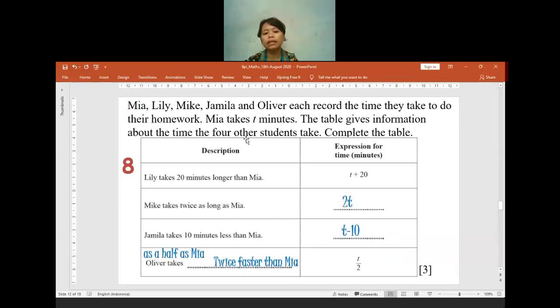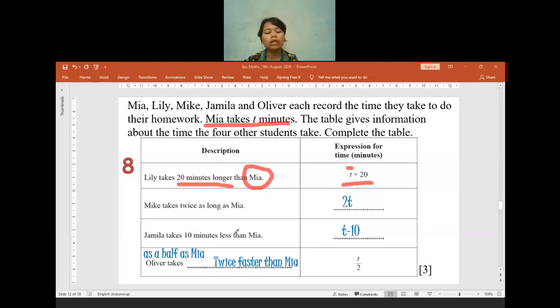We focus at the sentence, Mia takes 3 minutes. We already have the example in here. Lily takes 20 minutes longer. If longer, yeah, we have to plus it by 20. The original, because it's compared to Mia, the original will be T. So it will be T plus 20.